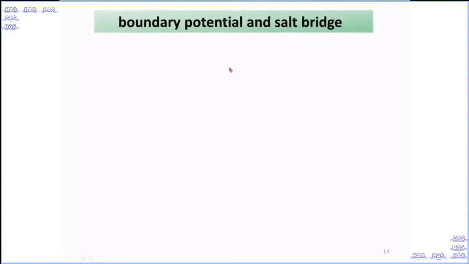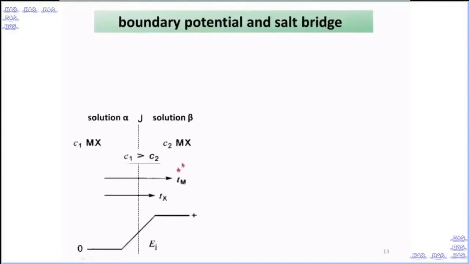Boundary potential and salt bridge. Boundary potential depends upon the ions in both solutions, and mobility depends on the type of ion. So the boundary of the solutions gives some kind of potential difference.